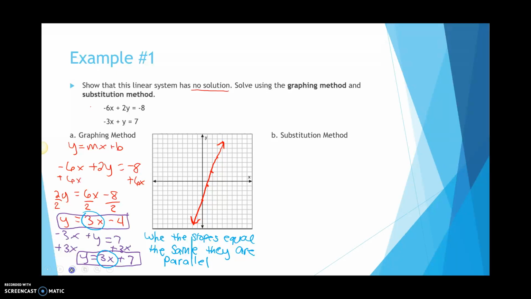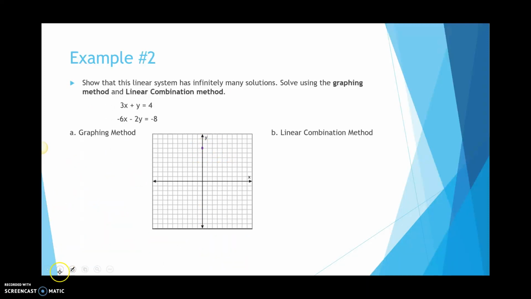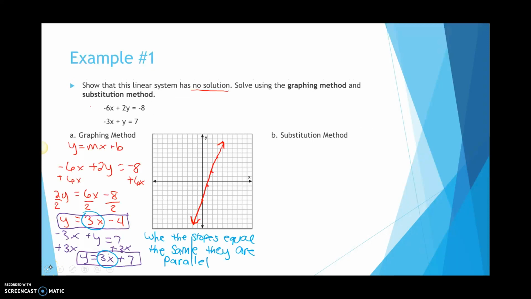Let's graph the second equation. My starting point is positive 7: 1, 2, 3, 4, 5, 6, 7. Put my point. Then my slope is 3 over 1, so from there I'm going to rise 3 and run 1: 1, 2, 3 over 1. Notice my lines are parallel to each other. So when they're parallel, that is no solution.